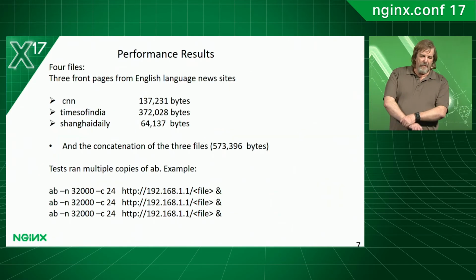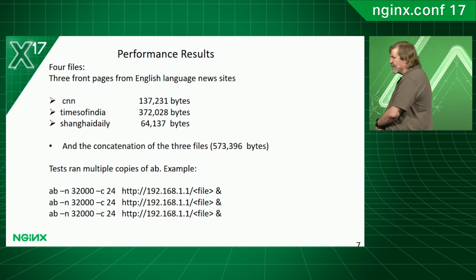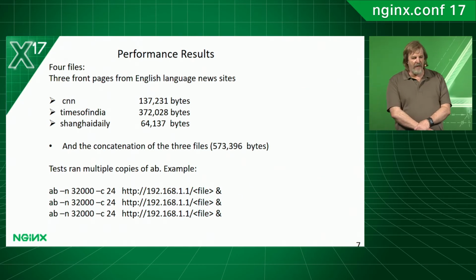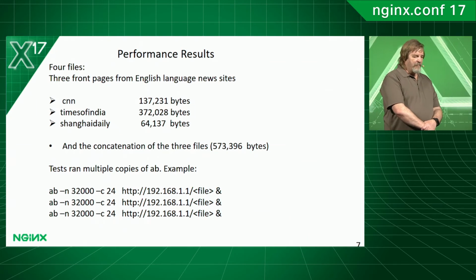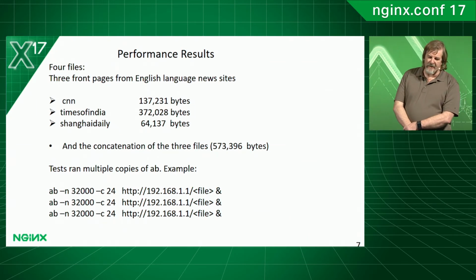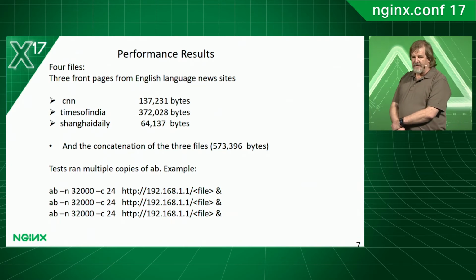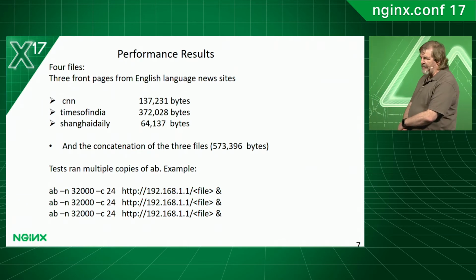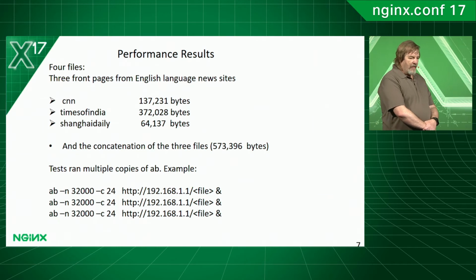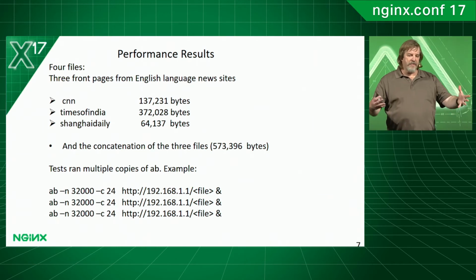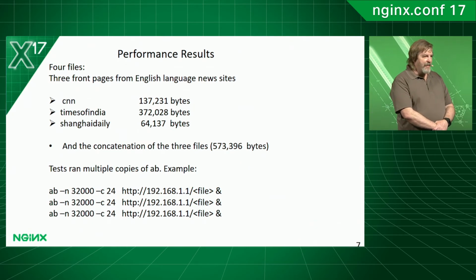Okay, so going into the performance results. This was strictly designed to see if we could improve the performance of the platform that we have. We did this by running a couple of different tests with a couple of different data sets. So we took the front page of a couple of English language news sites, CNN, Times of India and Shanghai Daily, and we did this because they came in a couple of different sizes, but they were all relatively compressible standard HTTP files. And then we wanted a larger one, so I just concatenated the three files together.